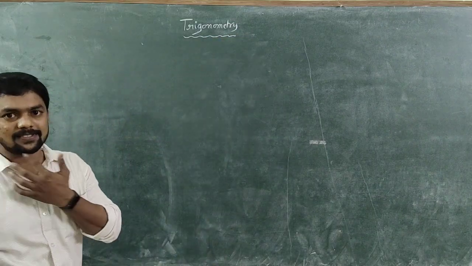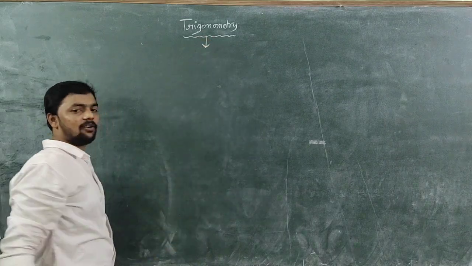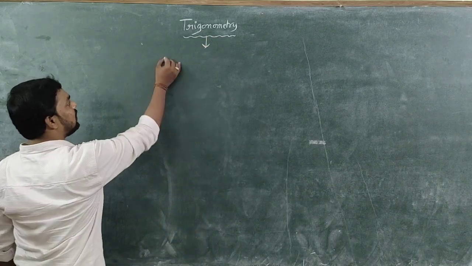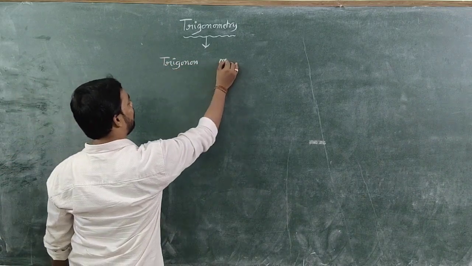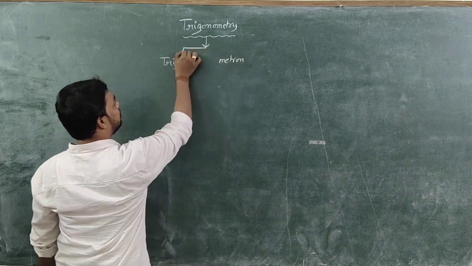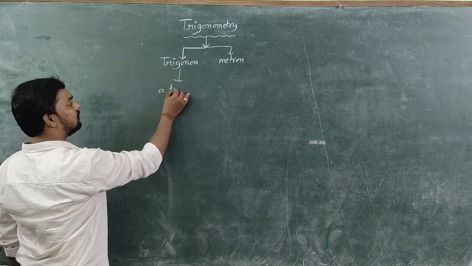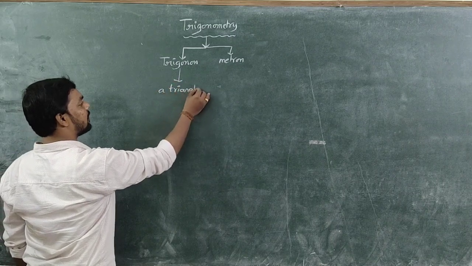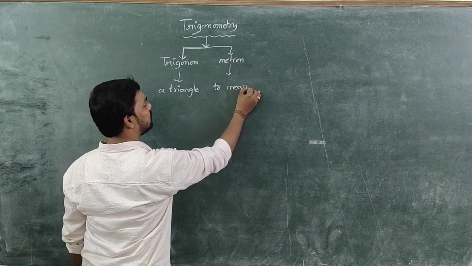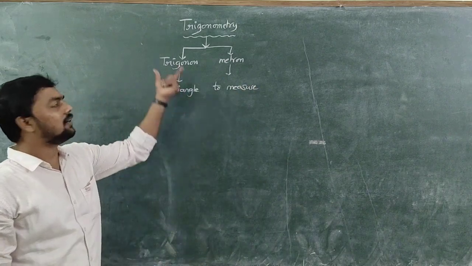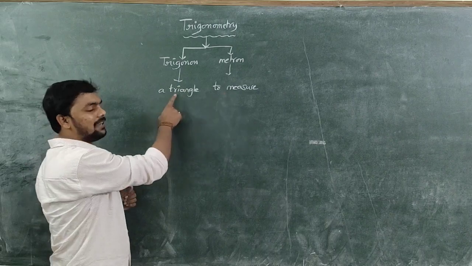Trigonometry is a branch of science in mathematics. The word trigonometry is derived from two Greek words, trigonon and metron. Trigonon means a triangle. Metron means to measure. So finally, we conclude that trigonometry is a branch of science which deals with the measurement of triangles.